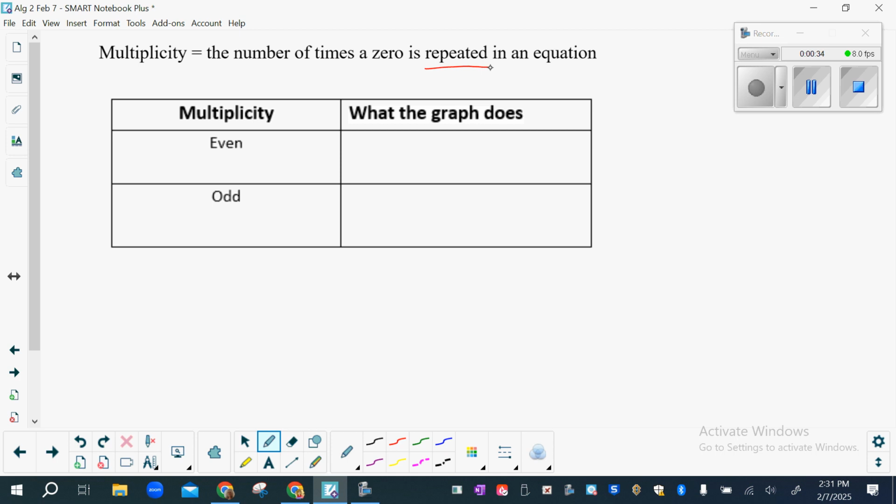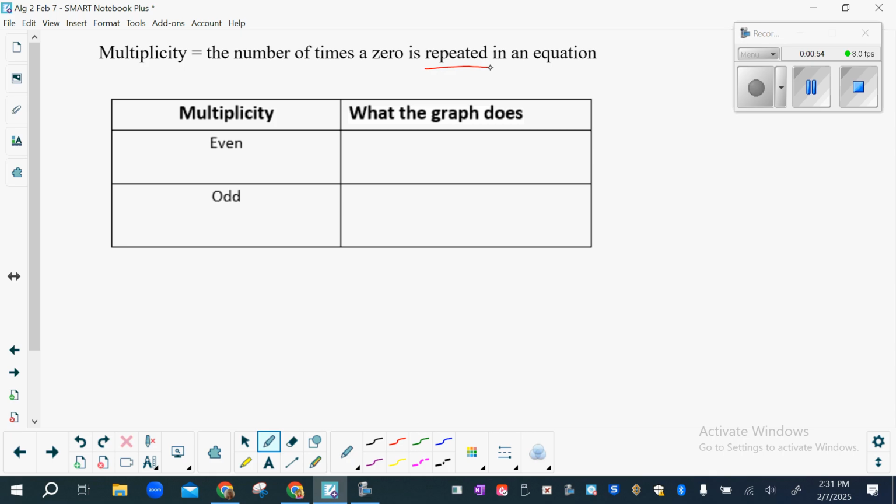So we have not had any problems where we graphed them and we had a zero that was repeated. However, we have had problems where we found the roots and we had a number that was repeated. And so we're going to have some today where we graph them. So I'm going to tell you what's going to happen.